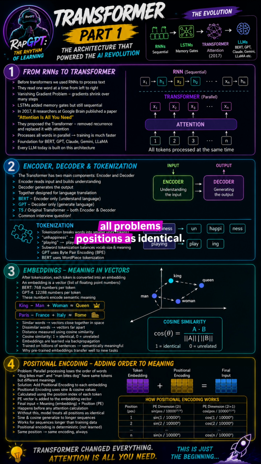Sine and cosine functions were chosen because they generalize to longer sequences. The model can handle sequences longer than any it saw in training, because positional encoding is deterministic, meaning it is not learned by the model. It is always the same for a given position, regardless of the input token.